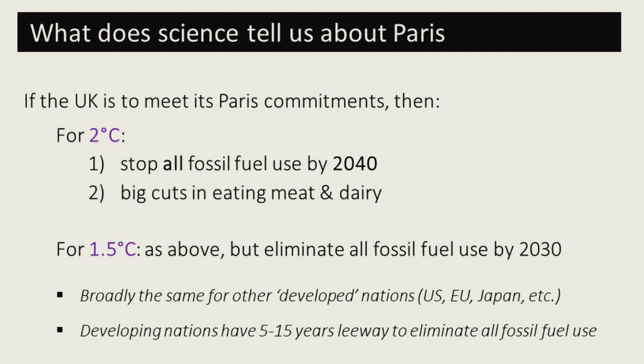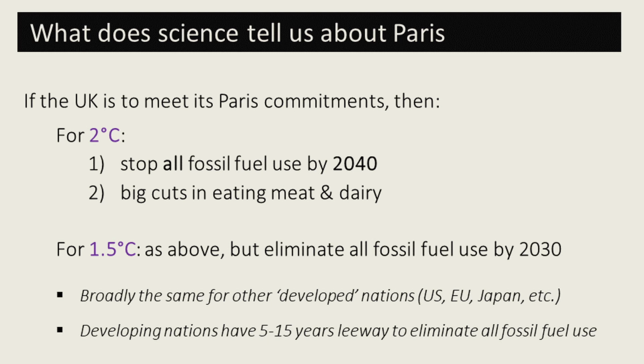It means we have to stop all fossil fuel use by about 2040. Now, if we'd started this earlier, it would have been easier. We didn't. We have to have big cuts in emissions from agriculture, mostly about eating meat, particularly red meat, and dairy. Now, if we want to stay to 1.5 degrees centigrade, which the poor parts of the world have asked us to try and do, have seriously asked us because they've already been impacted, then that means we have to eliminate all fossil fuels by about 2030. I don't think that's possible, but other people will talk about that. But we need to do everything we can because people are suffering from this today.